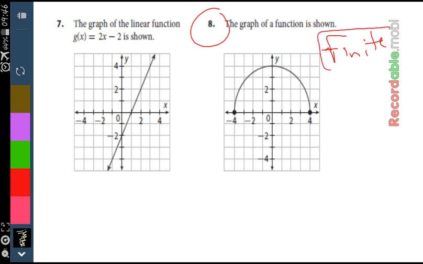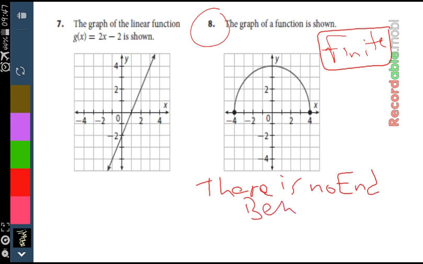So a rule that you should understand and you should know is for any finite function there is no end behavior. There is no end behavior for this function. For any finite domain and range, there is no end behavior.